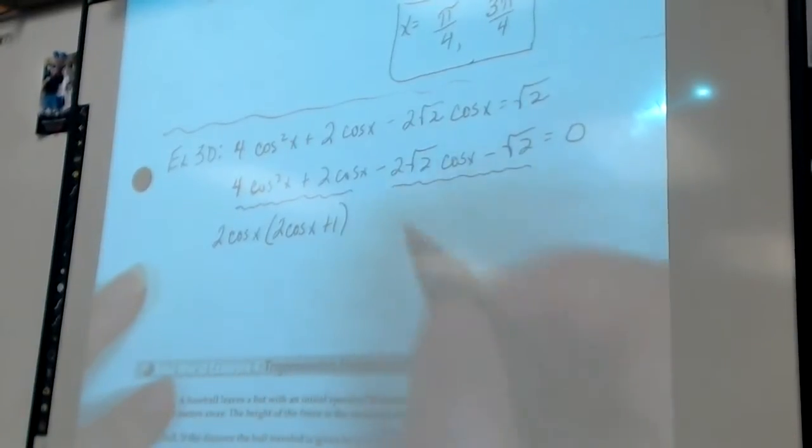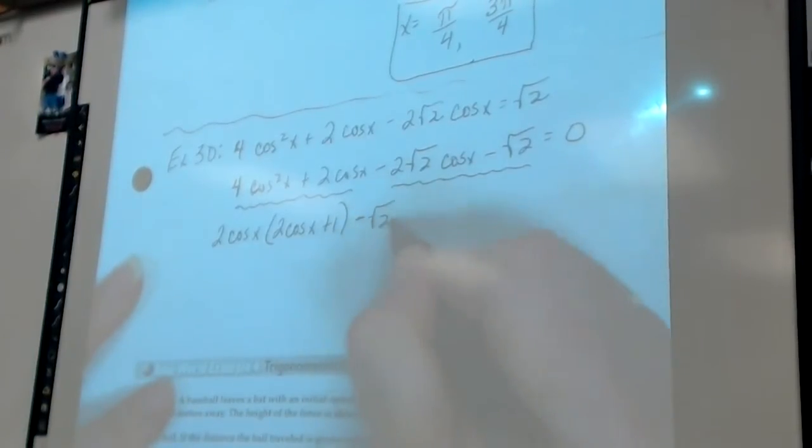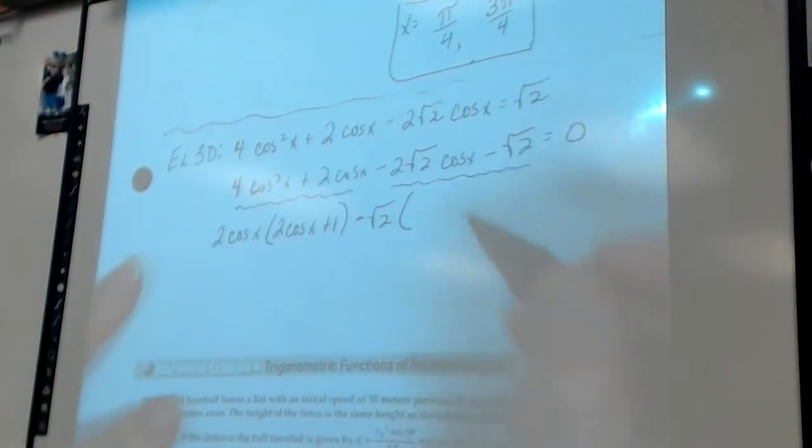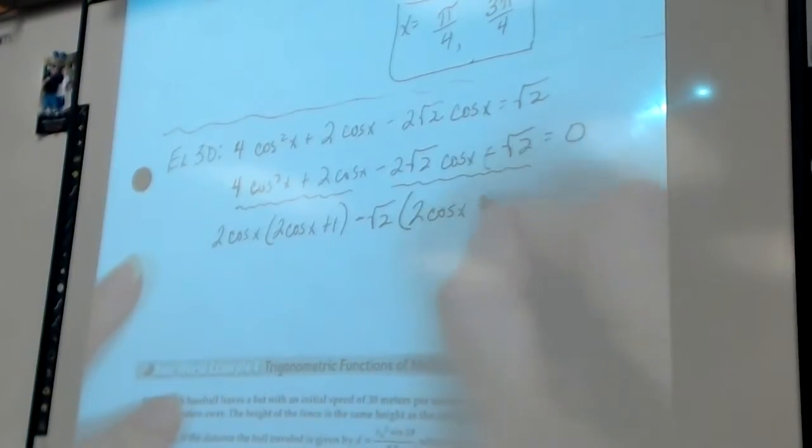And here we want to factor out a negative square root of 2 because we have a square root of 2 in common. So that would make this a positive 2 cosine x. And then this sign is going to change because I factored out a negative. So it would be plus 1 equals 0.